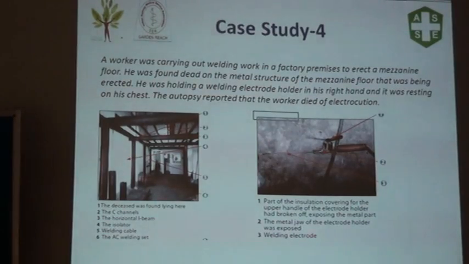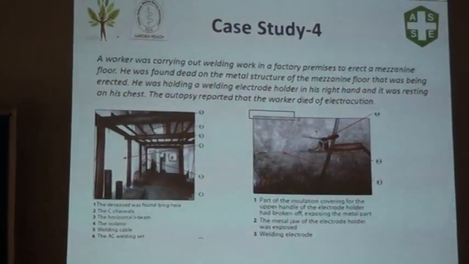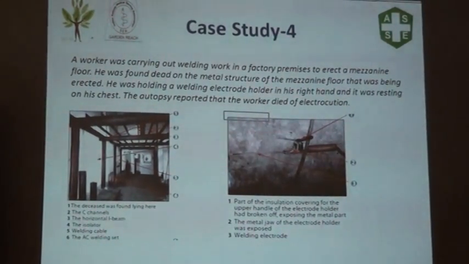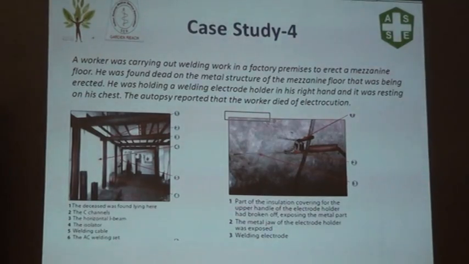This is case study number 4 for group 4. A worker was carrying out welding work in a factory premises to erect a mezzanine floor. He was found dead on the metal structure of the mezzanine floor that was being erected. He was holding a welding electrode in his right hand and it was resting on his chest. The autopsy report said that the worker died of electrocution. Why did the worker die?